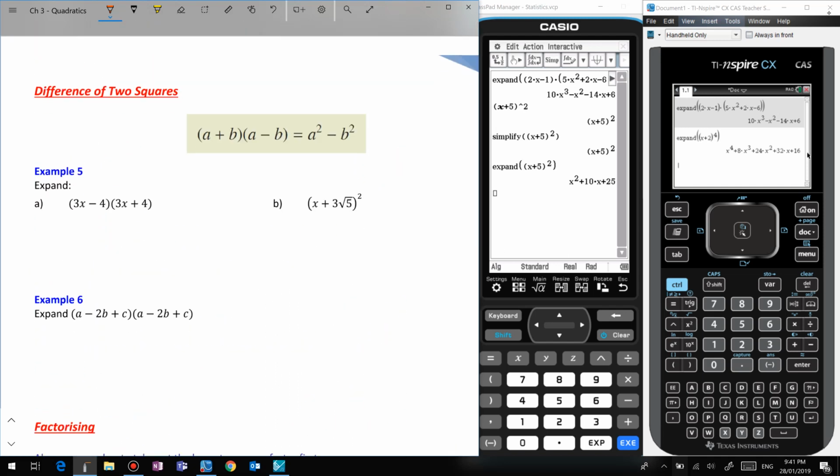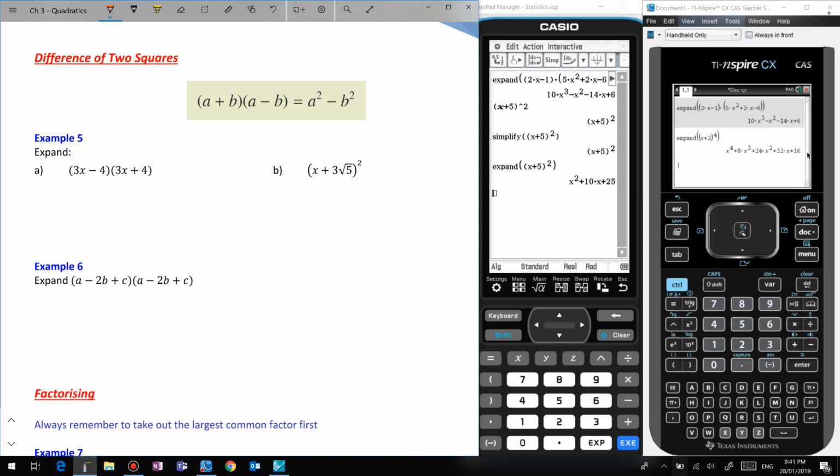Oh, I missed a few up here. Okay, difference of 2 squares is when I have a value plus another value, so a plus b, and then a minus b. If we're to expand that, a plus b, a minus b, we get a times a using FOIL, a squared. We get minus ab plus ab, and then we get minus b squared. And you can see those terms cancel out, so it just gives us a squared minus b squared.